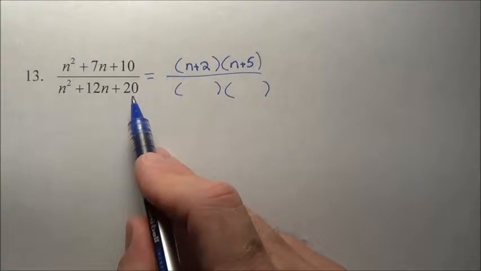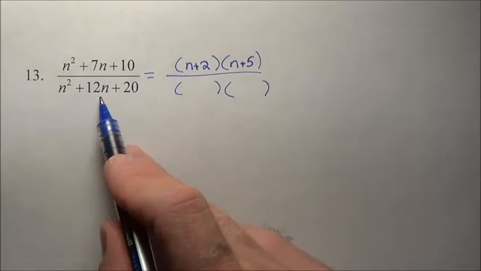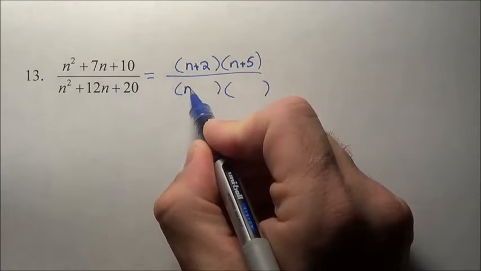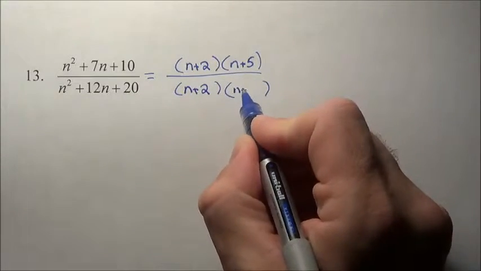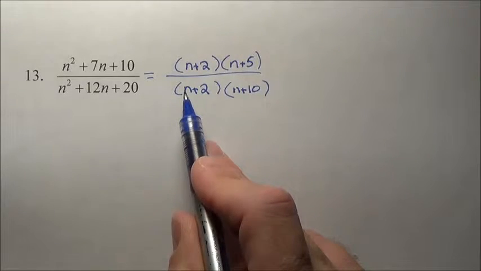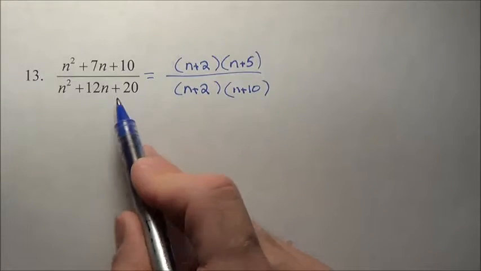Now 20, the factors of 20, 1 and 20, that's not going to produce a 12. 2 times 10, that's what's going to do it. Notice because that's 2n, 10n, so that's 12n, which is what we have, and 2 times 10 is the 20.